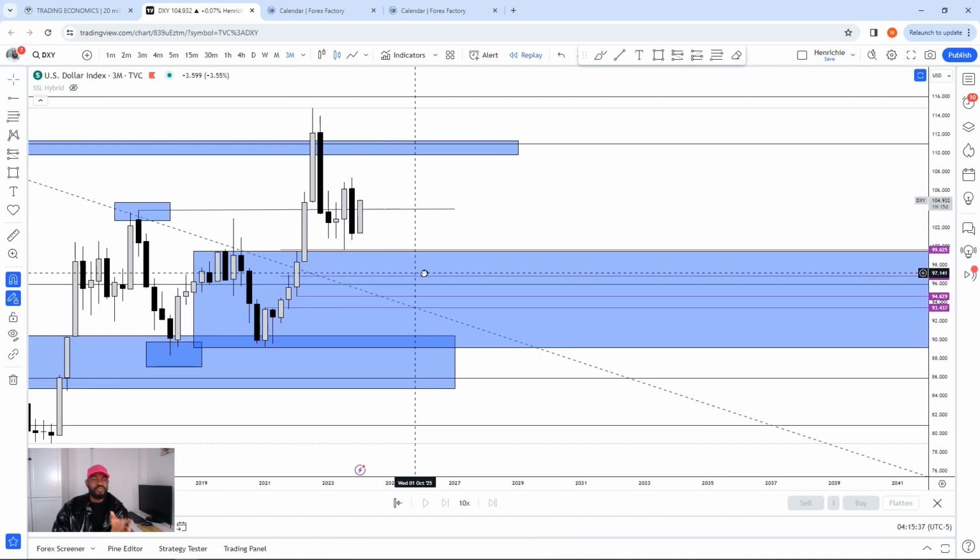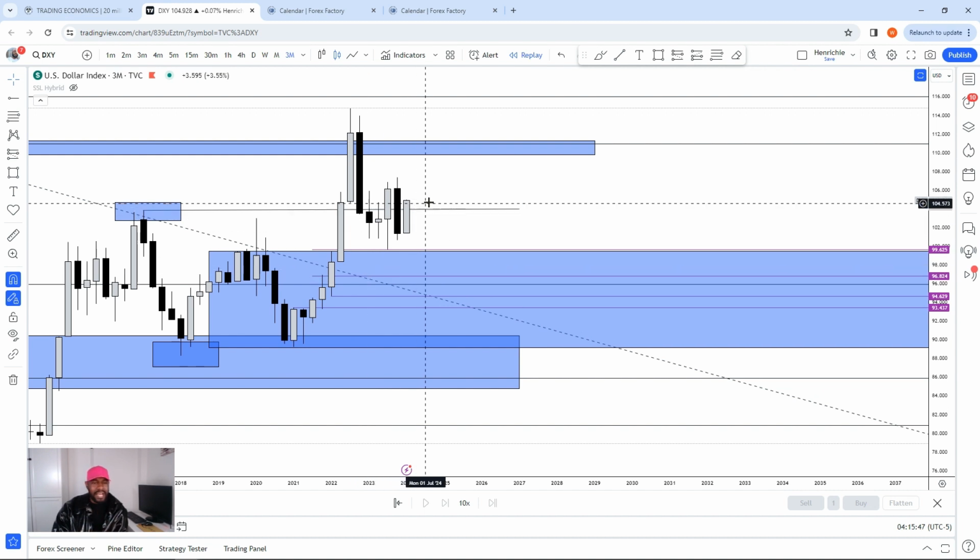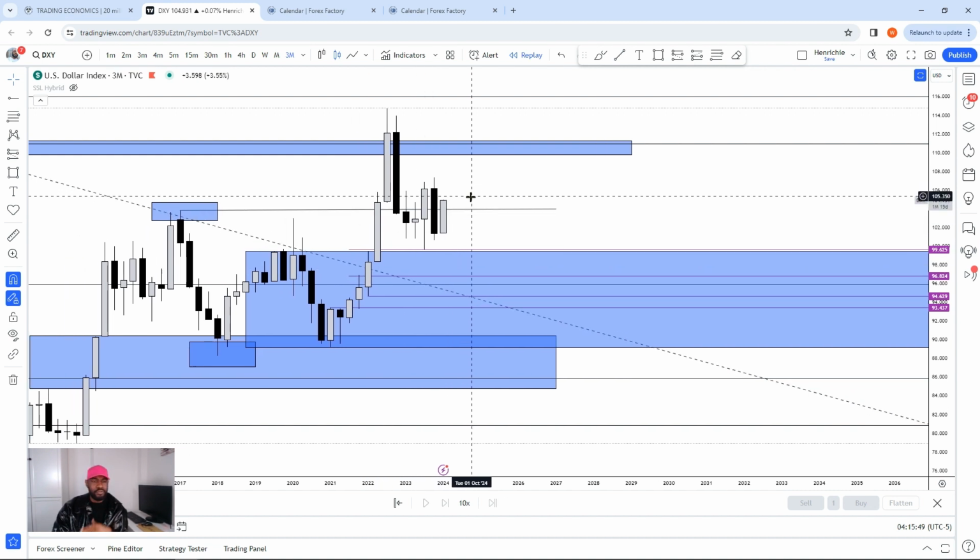So when price is running for liquidity, stop thinking they are hunting for your stop loss. They don't care about your stop loss. They are hunting for the institutional stop losses because those are the liquidity in the marketplace. Those are the billions of dollars in the marketplace.